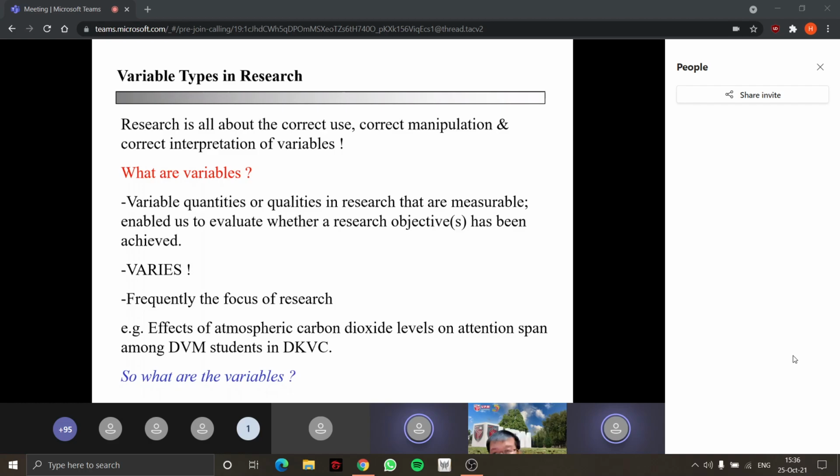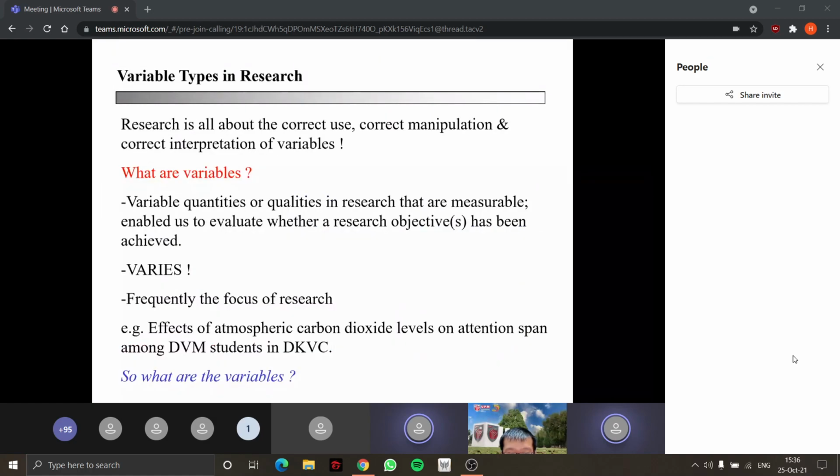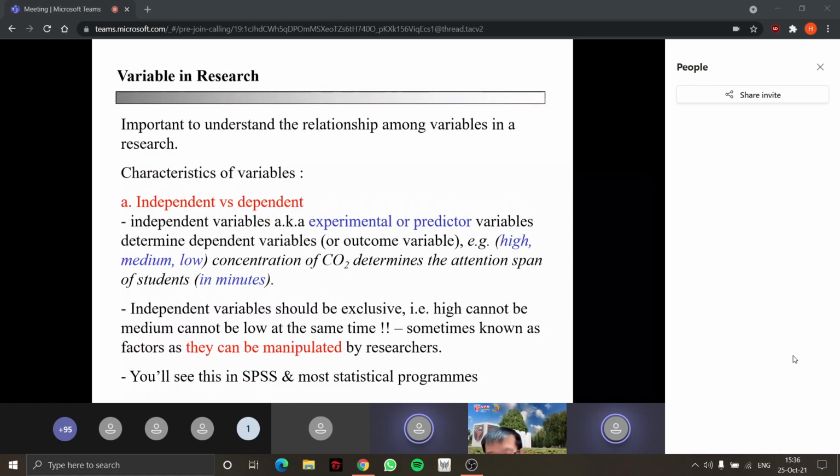Okay, having said that, they are the focus of research itself, and depending on what you do, your parameters will be very, very different. Now, let's look at this example: effects of atmospheric carbon dioxide levels on attention span among deviant students in the KVC. So you can have a lot of parameters. We shall revisit that one later.